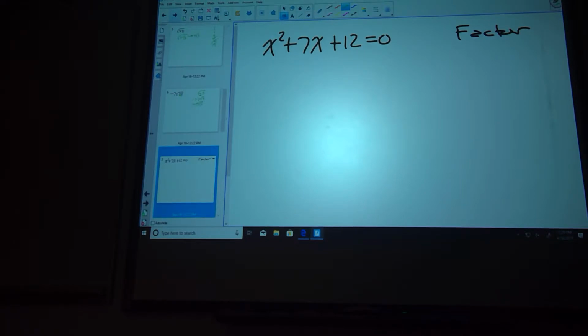Set each of those binomials equal to 0. Set your binomials equal to 0. So x plus 4 equals 0, and then solve it. Do you have to do that? Yeah, because it's equal to 0. So set your binomials equal to 0.